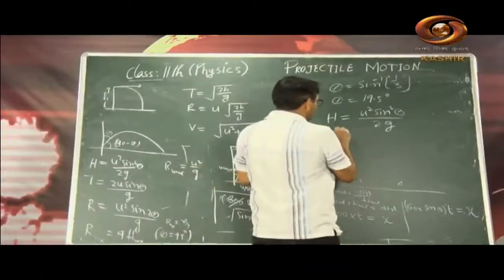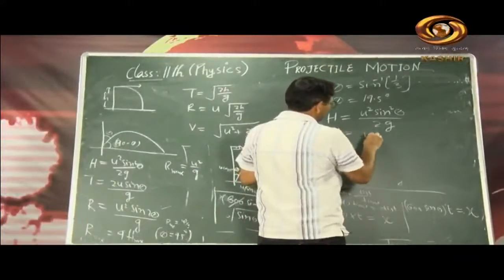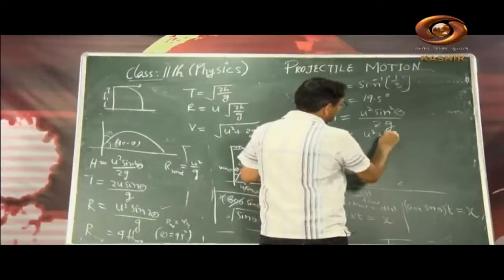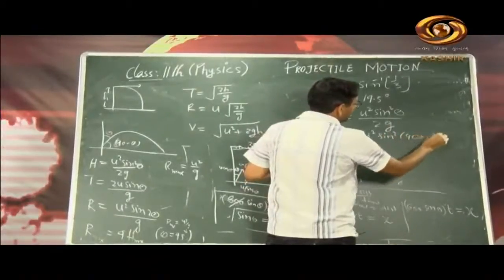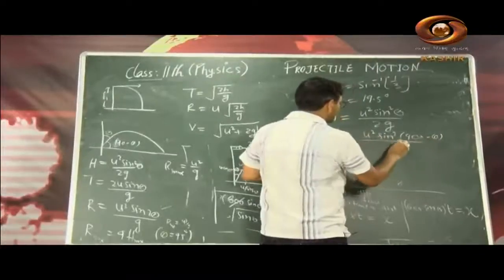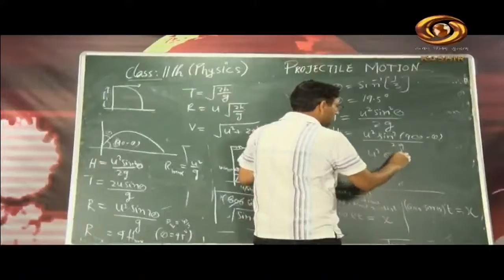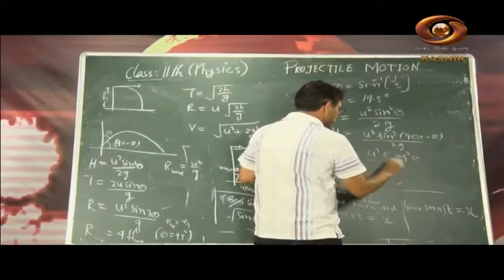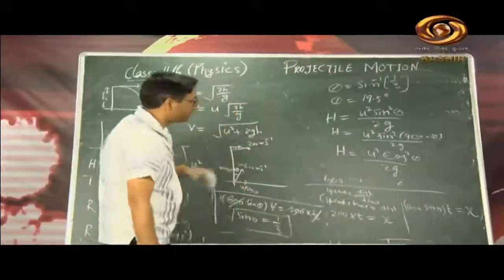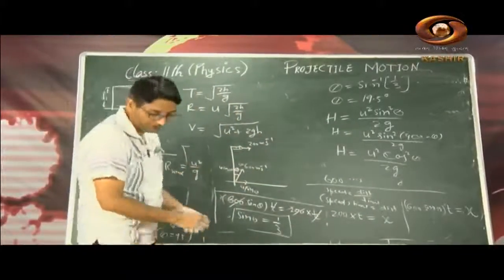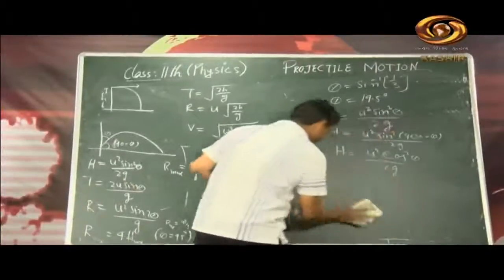So when we replace it by 90 minus theta, h is equal to u square sin square of 90 minus theta divided by 2g. So the maximum height in this case will be u square cos square theta divided by 2g, because sin of 90 minus theta is cos theta, and there is a square. So let us calculate the safe height now.